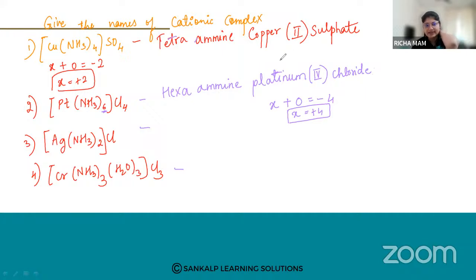Hexaamine platinum, two, not two. See here, four chlorines are there, right? So ammonia is a neutral molecule. So the charge will be zero. Outside the sphere, what you have? Cl4. So platinum is X. Ammonia is zero because 6 into 0 will be 0, equals to each chlorine is minus 1. So how many chlorines you have? 4 chlorines. So it will be minus 4. Okay, so X will be plus 4. Fine. Next one, try second one.